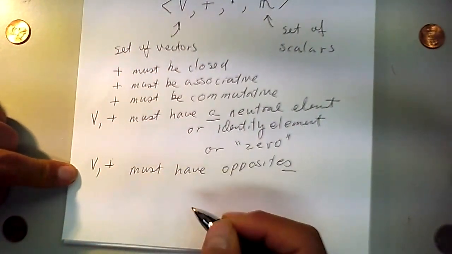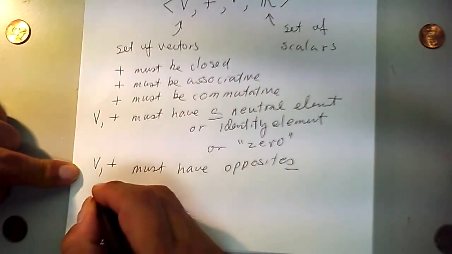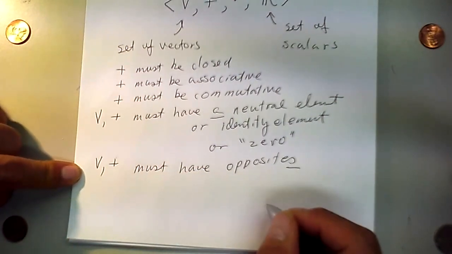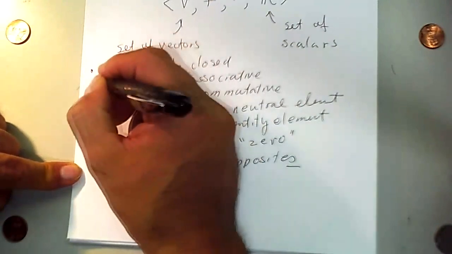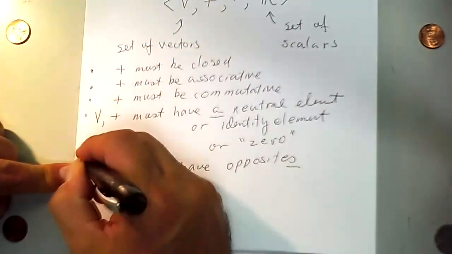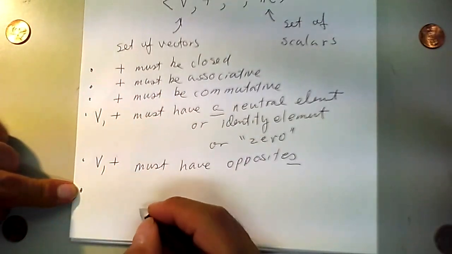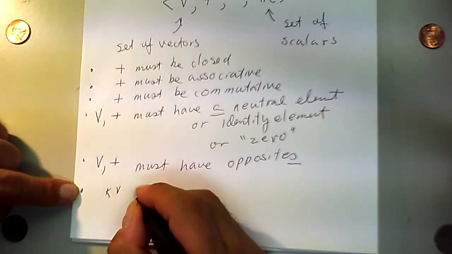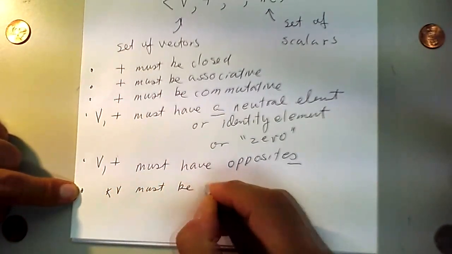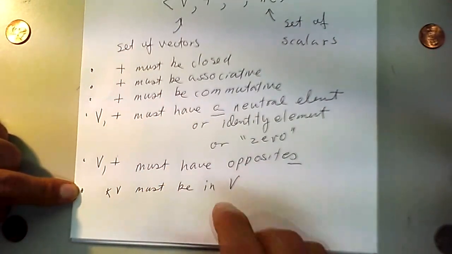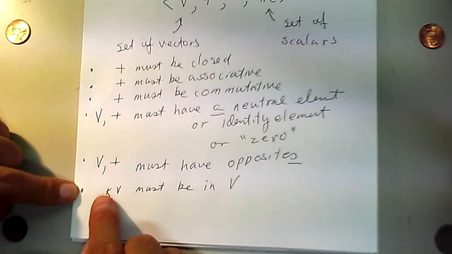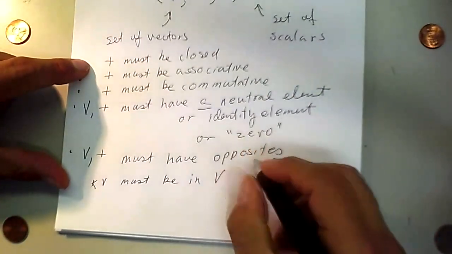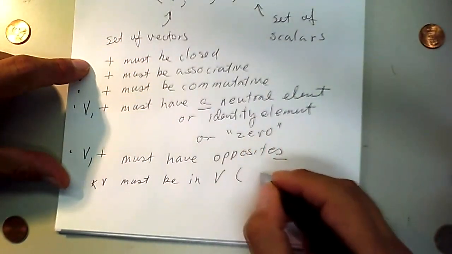We have to have a scalar multiplication that is closed. So a scalar, oftentimes we use the actual symbols. Let me put a bullet here. So a scalar k, which is a real number, times a vector must be in V, must be a vector. So when we multiply a scalar times a vector, we have to end up with a vector. Again, this is closure. Scalar multiplication must be closed.